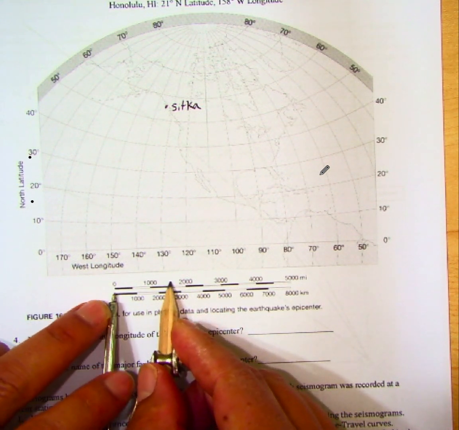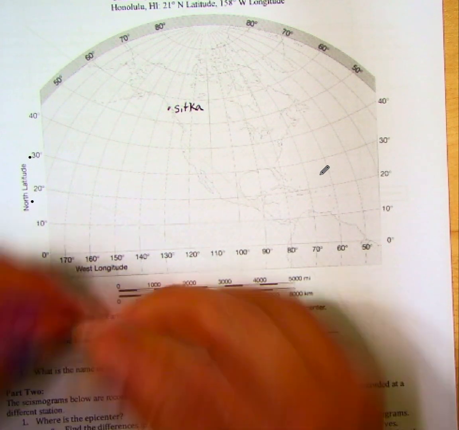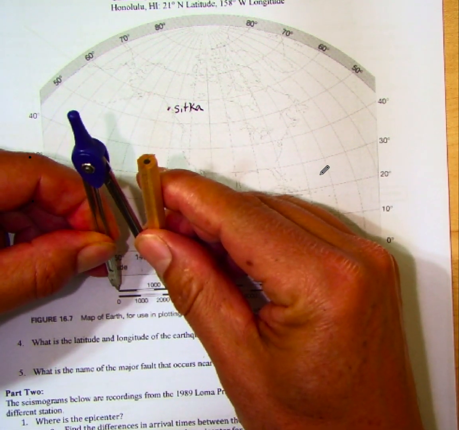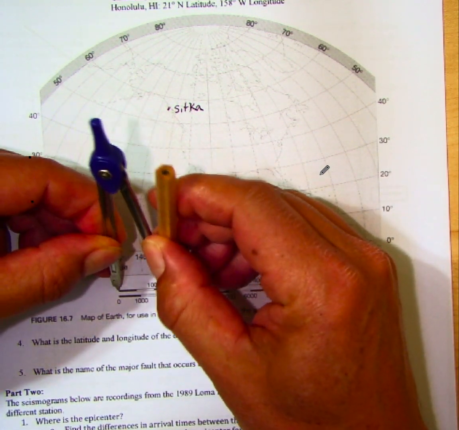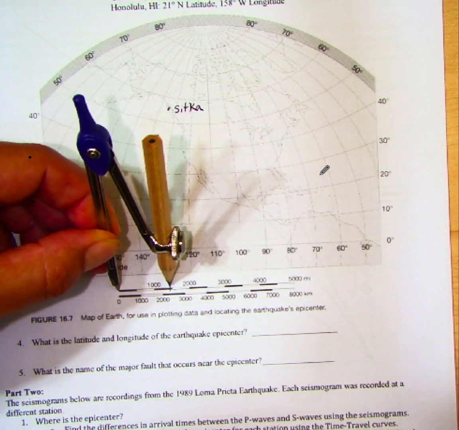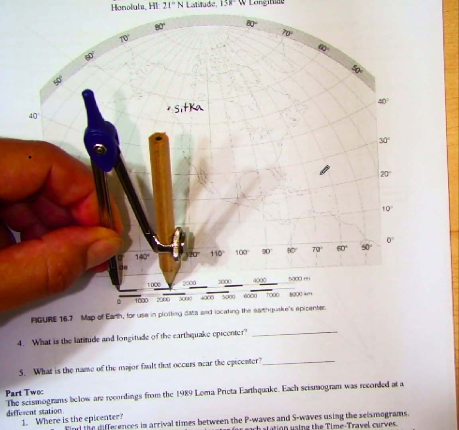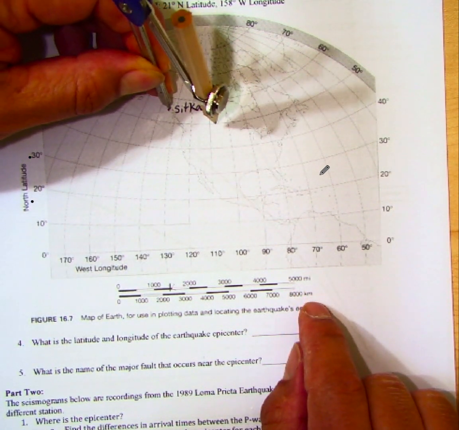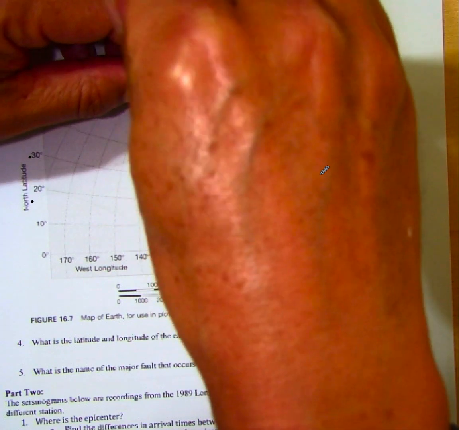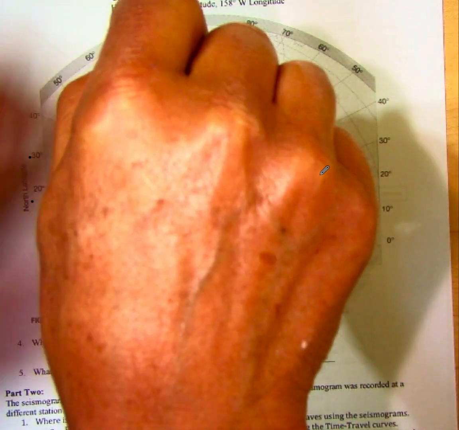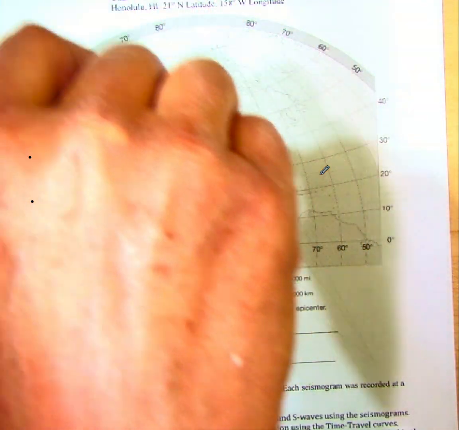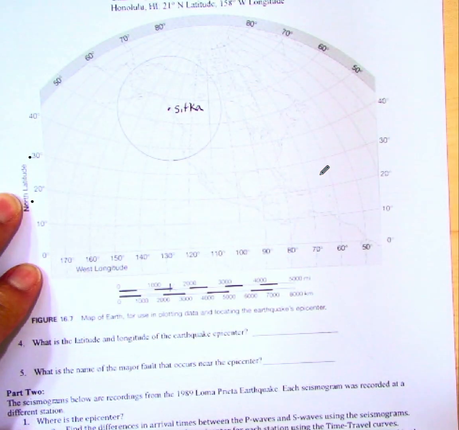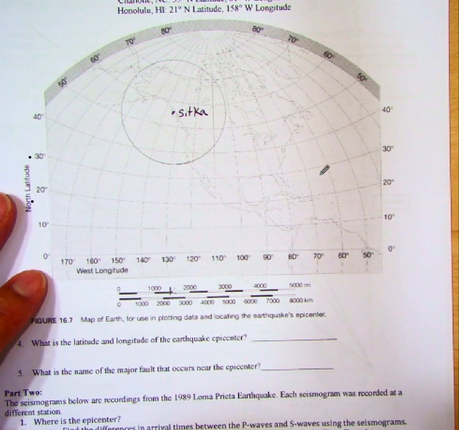So 0 is there, and then 1450, probably better do it this way. 1450 is going to be right around here, and you can draw a little line to mark where it's going to be. So I've calibrated my compass to 1450 miles. Now I'll go to Sitka, Alaska. I'll push hard down there, and I'll make a circle of radius 1450 miles. Somewhere on this circle is the earthquake. I don't know where, so that's why we need to use 3 different stations to locate one point.